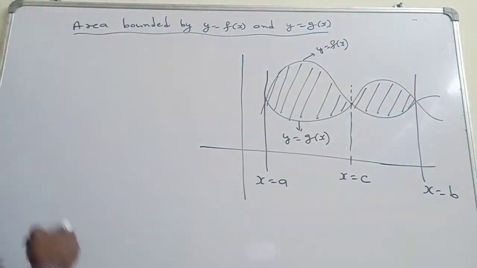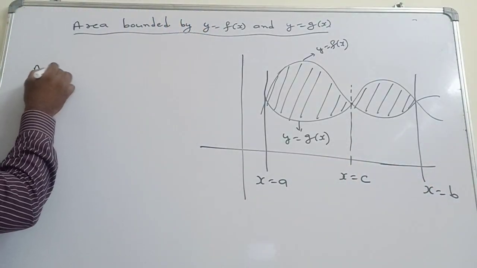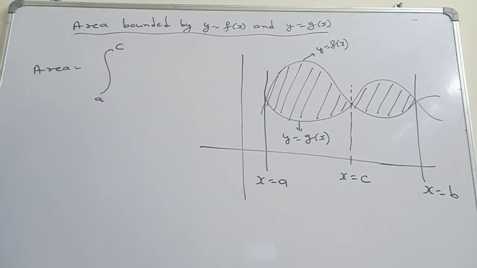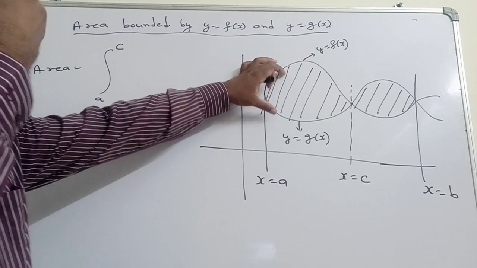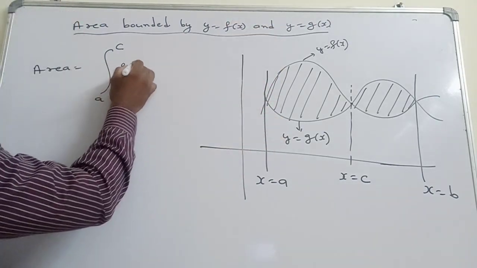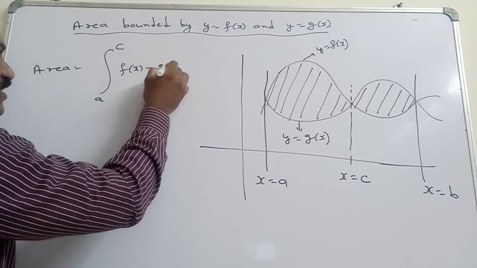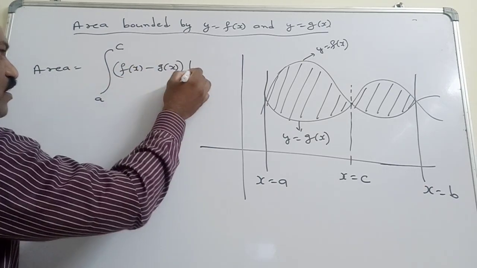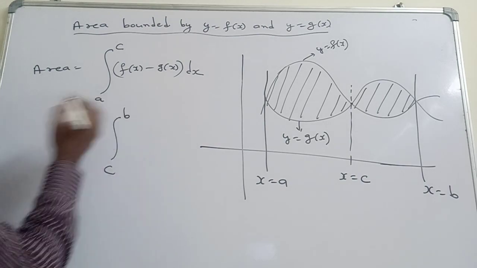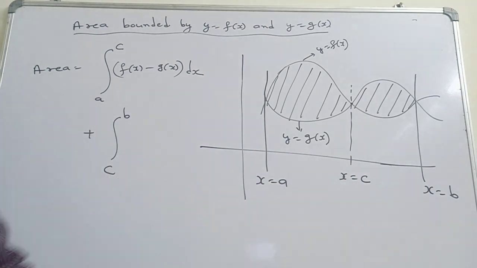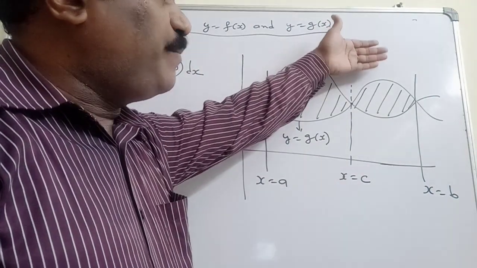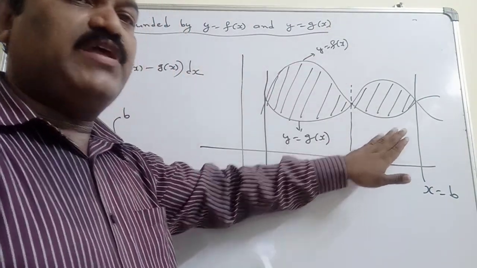So in such cases the required area is equal to, we will find the area between a to c as one part, where the upper curve is f of x minus g of x, so the integral of f of x minus g of x dx, plus again from c to b, where the upper and lower curves are getting interchanged again. That's why here the upper curve is g of x and the lower curve is f of x.